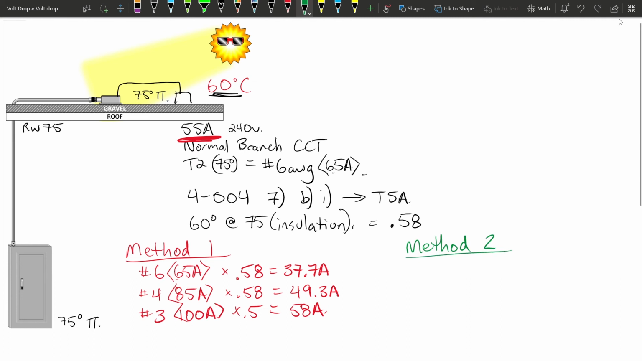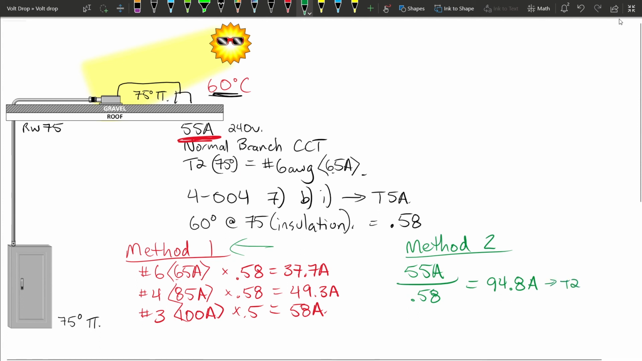When we interpret the code word for word, method one is kind of how we interpret it, but this is kind of a backwards engineered version of how to select a conductor, but it works every time. So we're going to take our load, 55 amps, and we're going to divide it by that correction factor that we obtained from table 5A, which was our 0.58, which automatically gives us an artificially inflated value of 94.8 amps. This tells me right away, based on that 60 degrees Celsius ambient temperature, that this is the minimum ampacity of the conductor that I should be selecting.